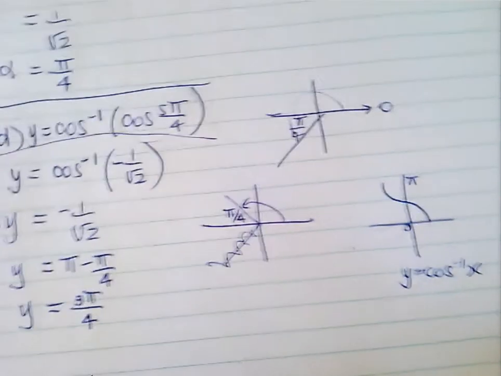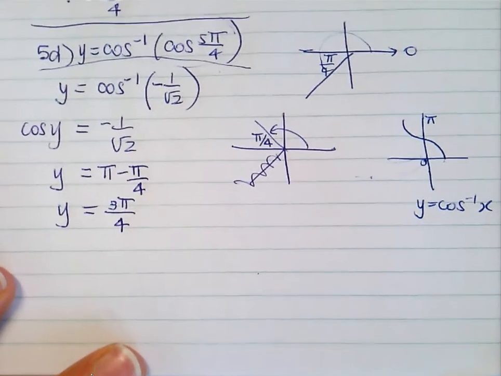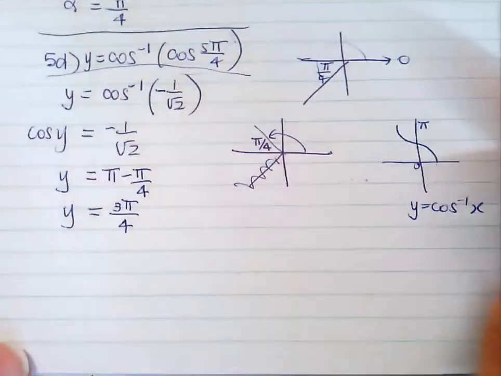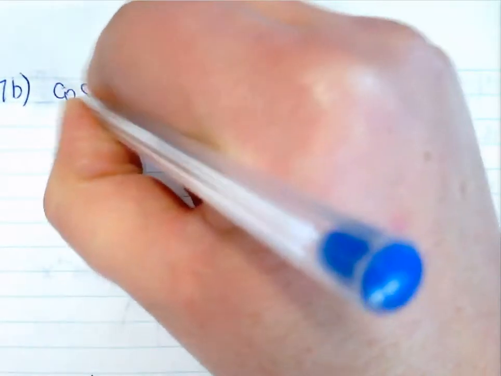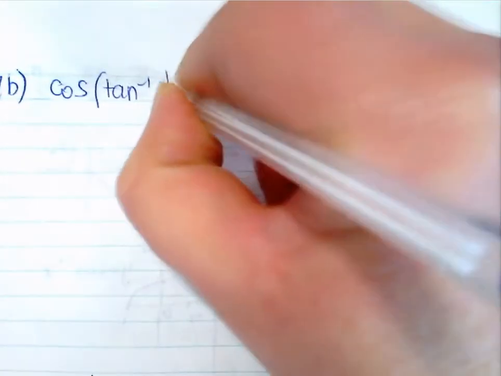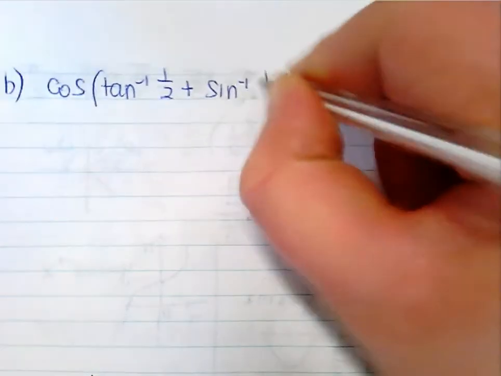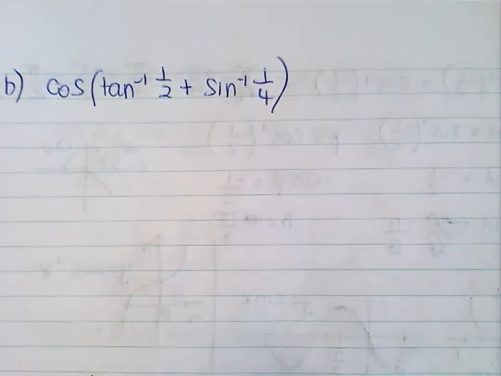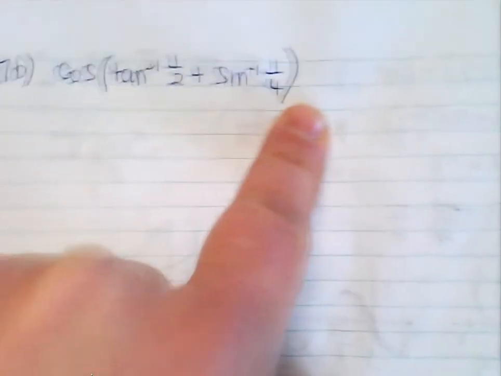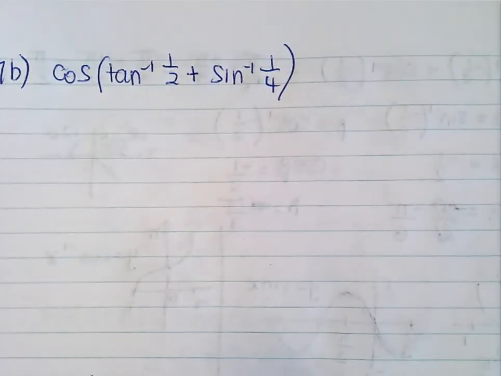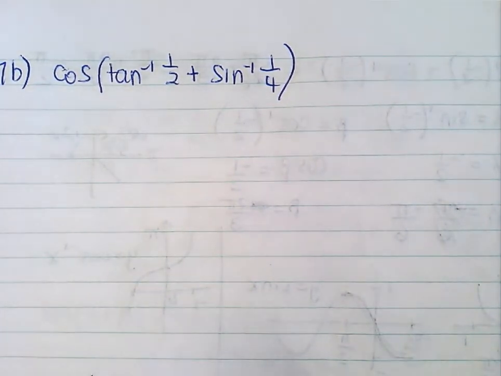All right, which other questions do we have? 7 what? 7b. Are you okay? 7b. What is the question? We've got the cos of tan to the minus 1/2. So girls, one of these was in your trial that I crossed out because we hadn't done it yet. And it was one like this. You weren't meant to do that question.